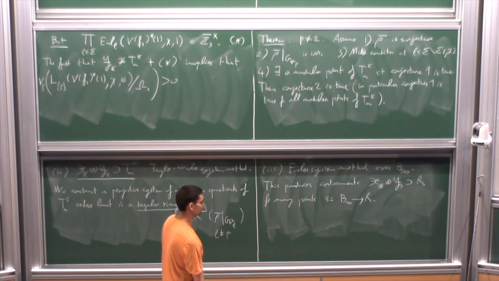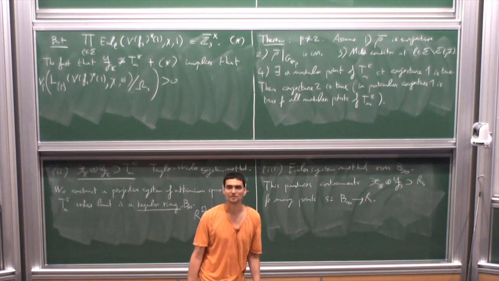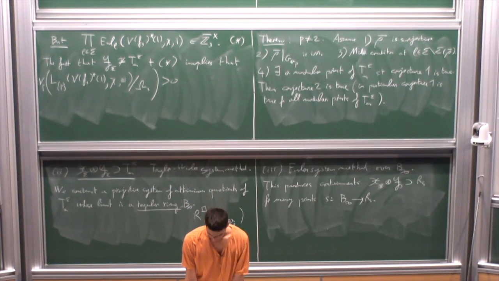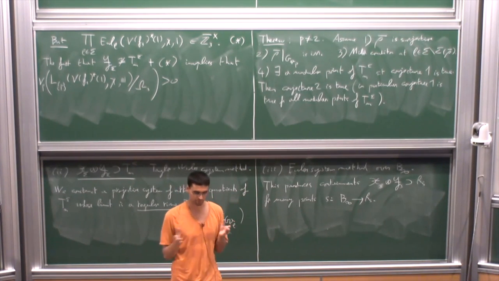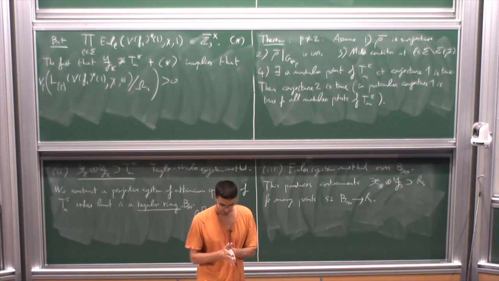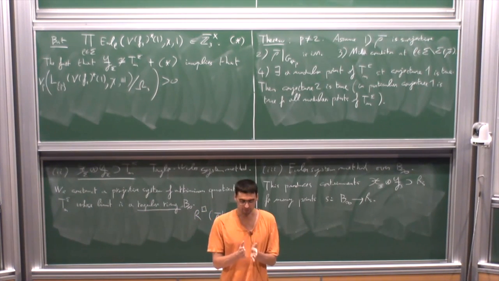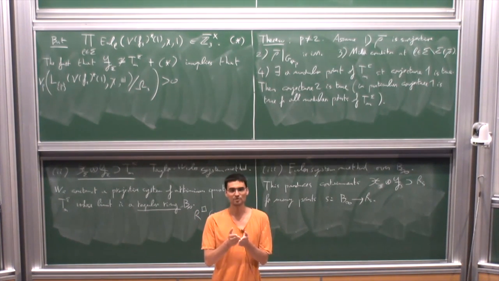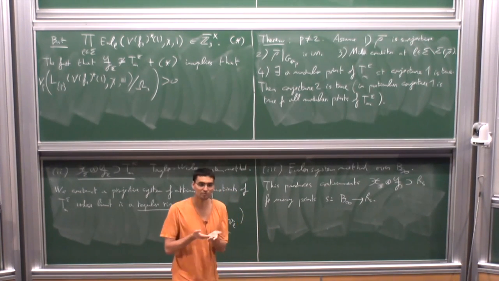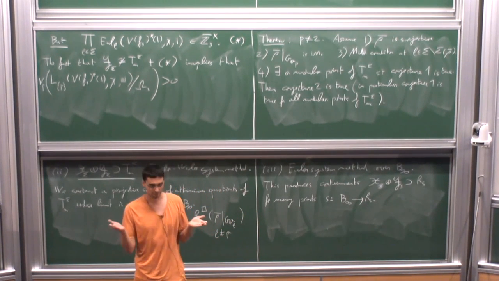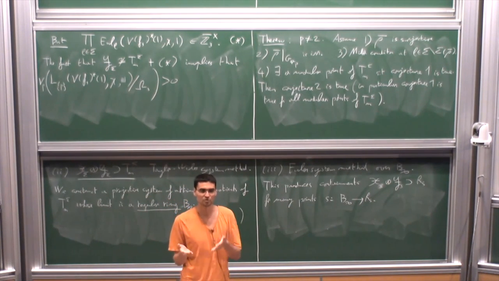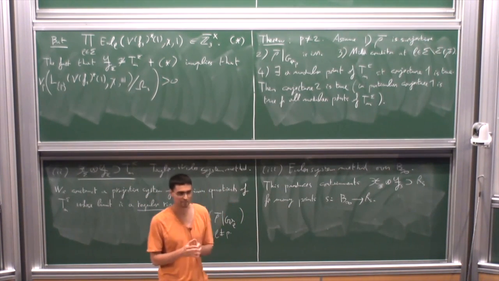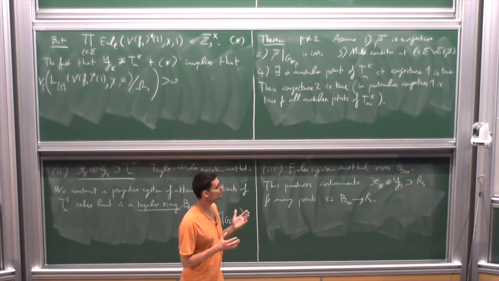So I can repeat the question. I claim in the theorem that if there is equality at one point, then there is equality everywhere. The question was, I can believe that if there's equality at one point, there is equality on the irreducible component containing this point, but how to pass from one irreducible component to the other? And that's an excellent question. That's precisely the point.